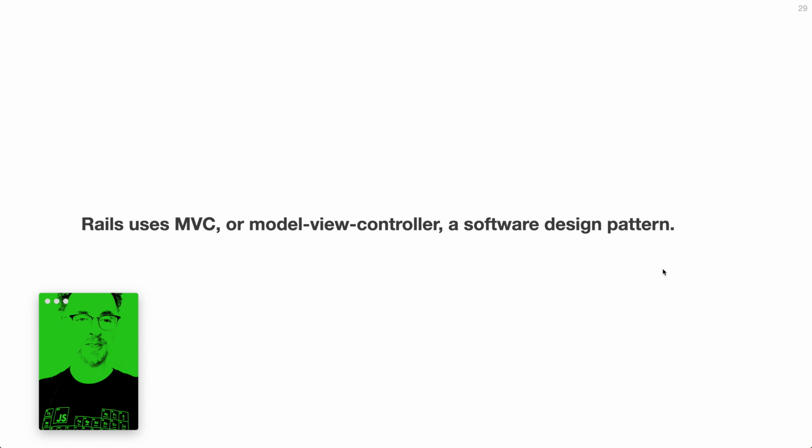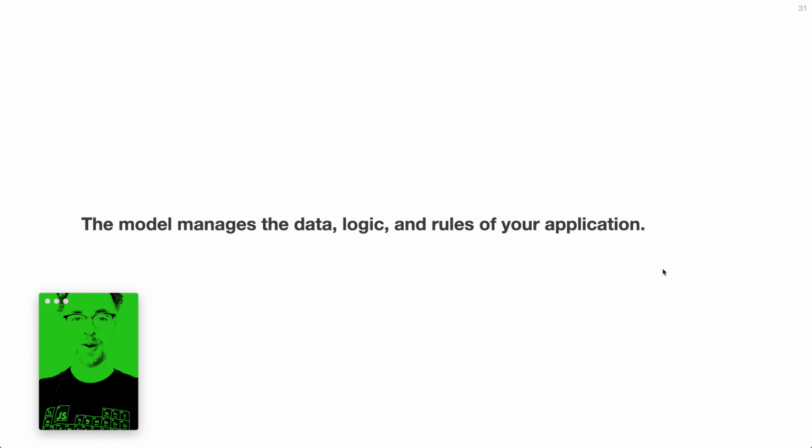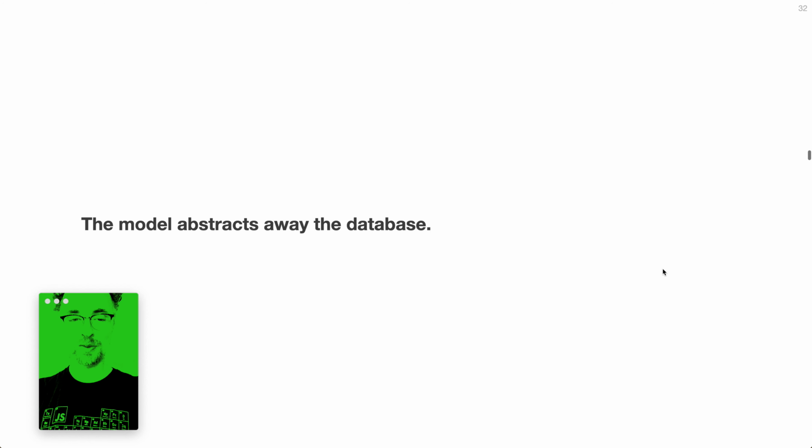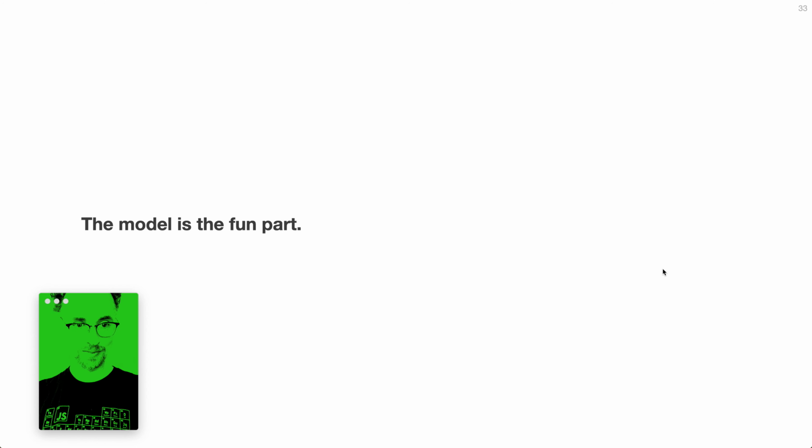So Rails uses the MVC software design pattern. I'm not going to get into too much detail about that, but the M in MVC stands for model, and the model manages the data, the logic, and the rules of your application. And importantly, it abstracts away the database. So if you're someone like me and you don't like writing SQL queries, then Active Record is a great thing.